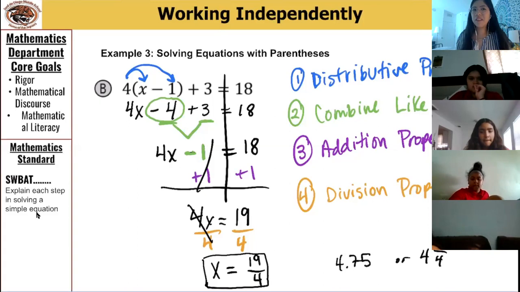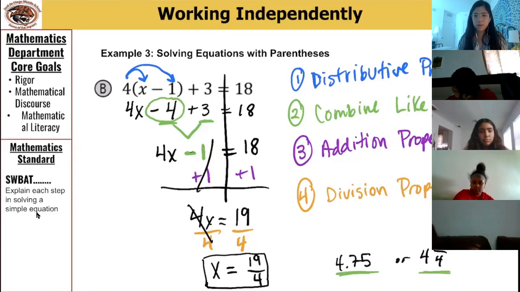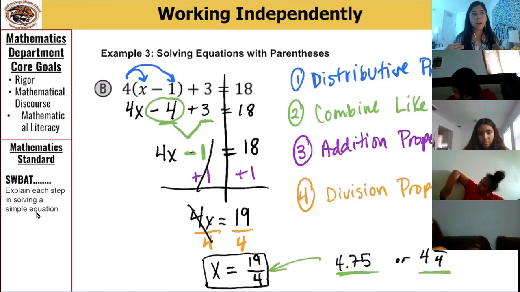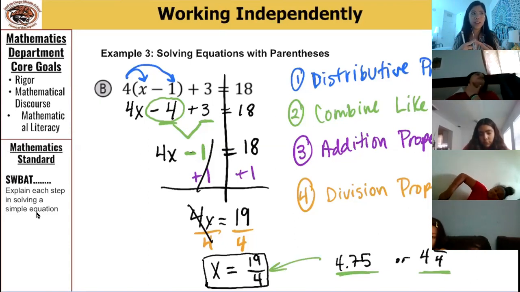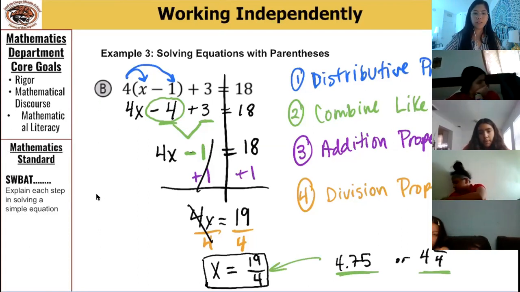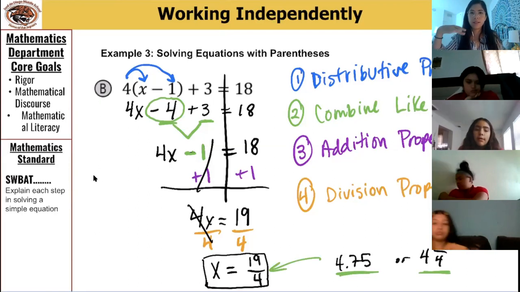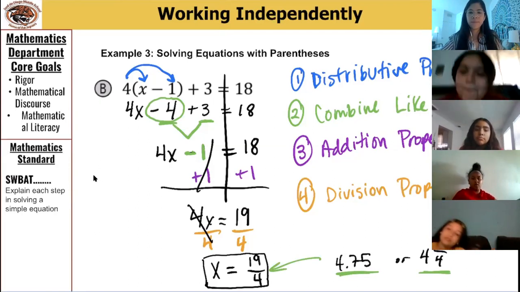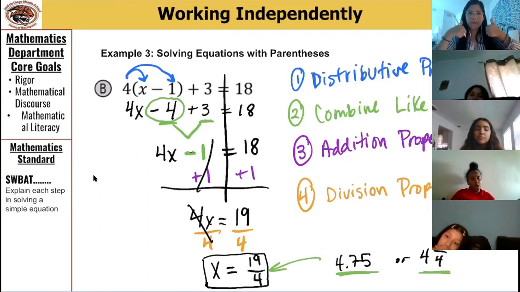That's just an algebra thing. There's no good answer for that, because technically 4.75 and 4 3/4 equal the same thing. But when you take tests, homework, anything like that for algebra class, all of the options are going to look like improper fractions. So you just have to know that that's what it's going to look like. Okay, Miss, thank you.